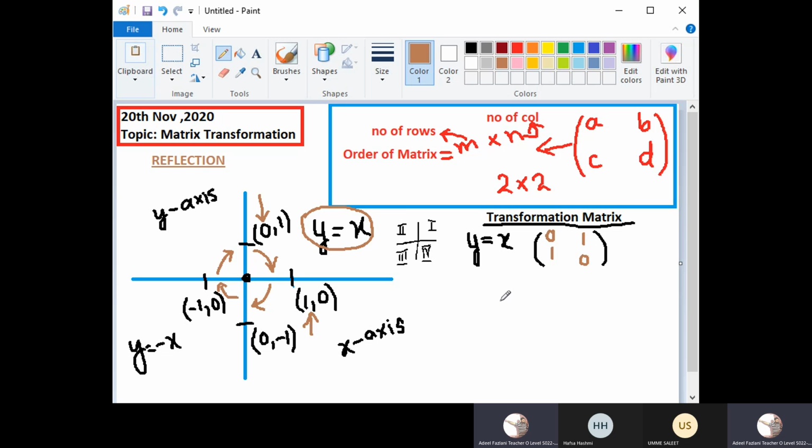Okay. Now, what I am asking from you is to reveal the matrix of y is equal to minus x. I want Hafsa Hashmi to reveal this matrix for y is equal to minus x, in a similar way to how we revealed y is equal to x. Yes, Hafsa. -1, 0, and 0, -1. Y is equal to minus x is starting from here. You just see, the arrow is going like this. If the arrow is going like this, you will start with this point. If you are marking this point 0, next is 0 and next is your minus 1. Yes or no?